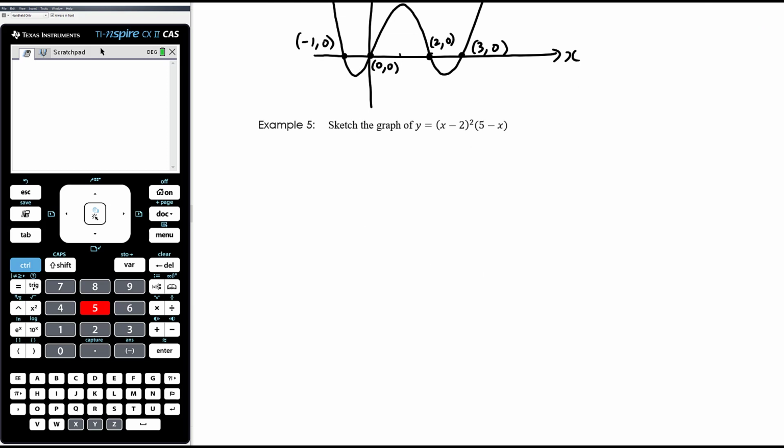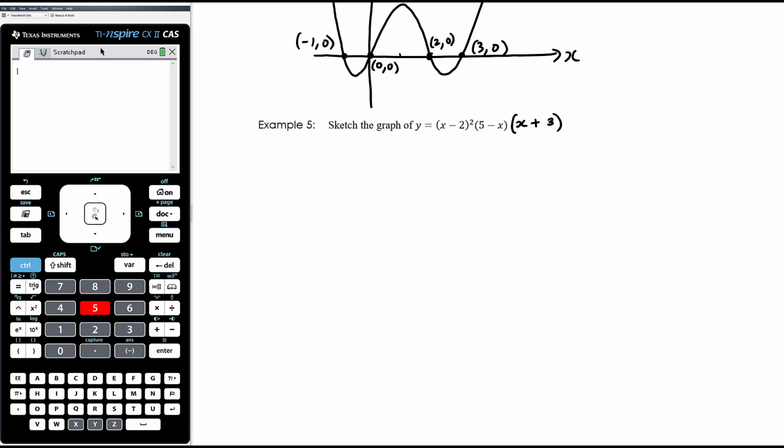Okay, example 5. Sketch the graph of y equals x minus 2 all squared times 5 minus x. Okay, first thing to think about, this is actually cubic. Sorry, didn't mean it to be quartic. Let's add an extra factor on there. Let's make it x plus 3 as well.